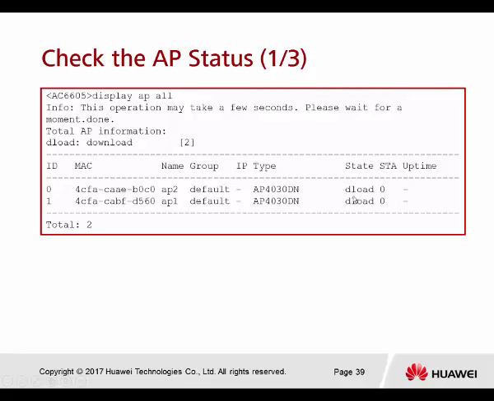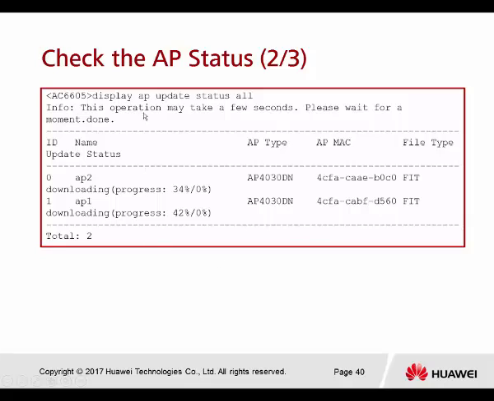Display ap all can be used to check what kind of status your AP is in right now. It shows you that it is downloading. They are trying to download the system software. With this command, you can check even more detail about the process.